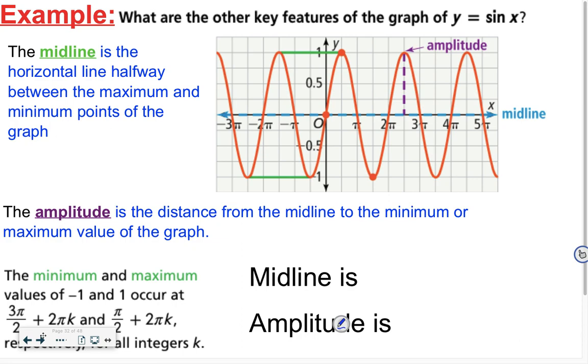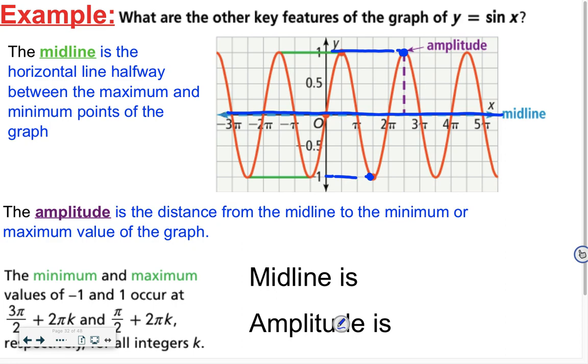What are the other key features of the graph of y is equal to sine x? We already graphed the sine function, ladies and gentlemen, and we are going to learn here what midline is and what amplitude is. Midline is the horizontal line halfway between the maximum and the minimum points of the graph. Look at here. What is the maximum point of this function? It is positive 1. What is the minimum value? It is negative 1. So you can add them up and divide by 2, which is going to give you the midline, which is y is equal to 0, or the x-axis. This is the midline.